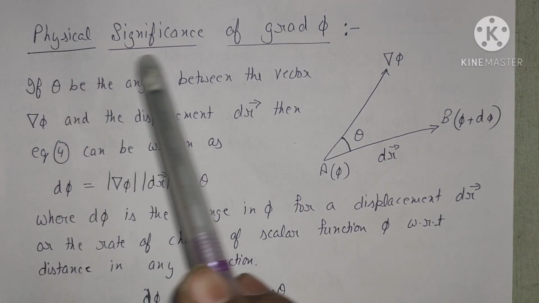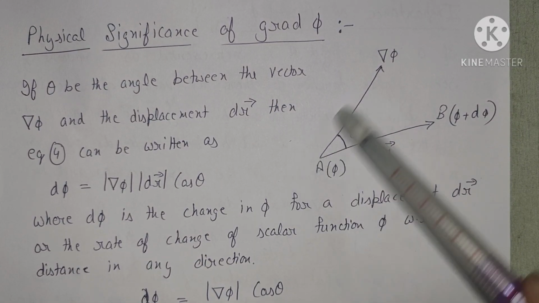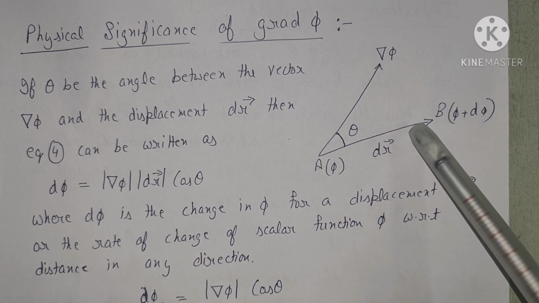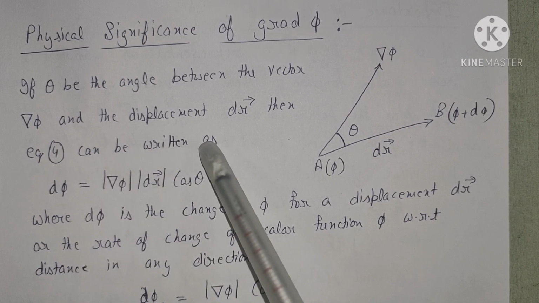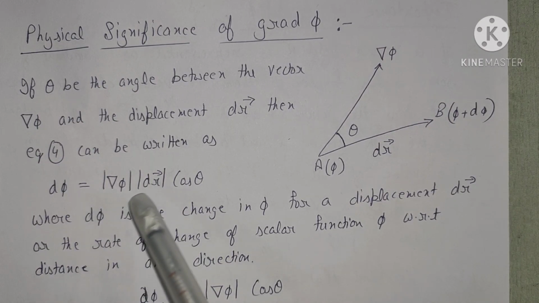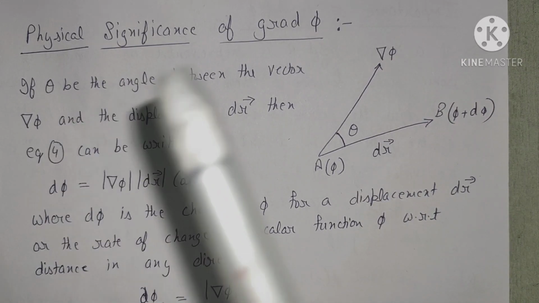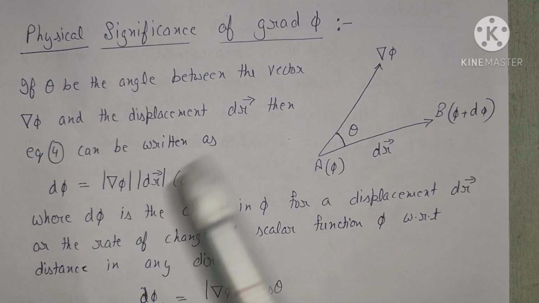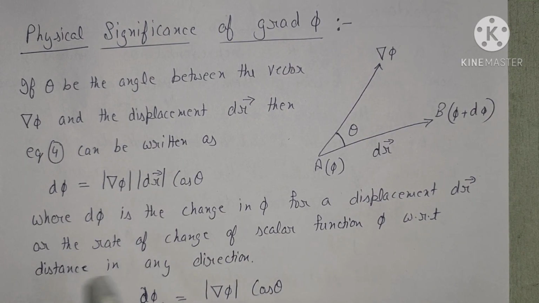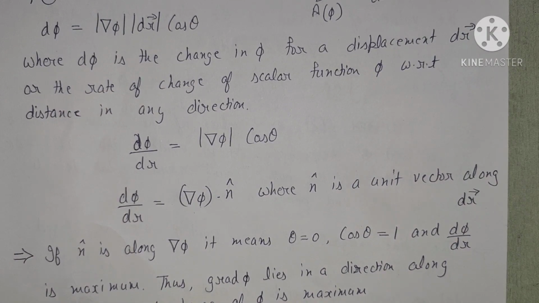Next is the physical significance of gradient of phi. If theta be the angle between the gradient of phi and displacement dr vector, then equation 4, gradient of phi dot product with dr vector, can be written as d phi equals |gradient of phi| |dr vector| cos theta, where d phi is the change in phi for a displacement dr vector, or the rate of change of scalar function phi with respect to distance in any direction.